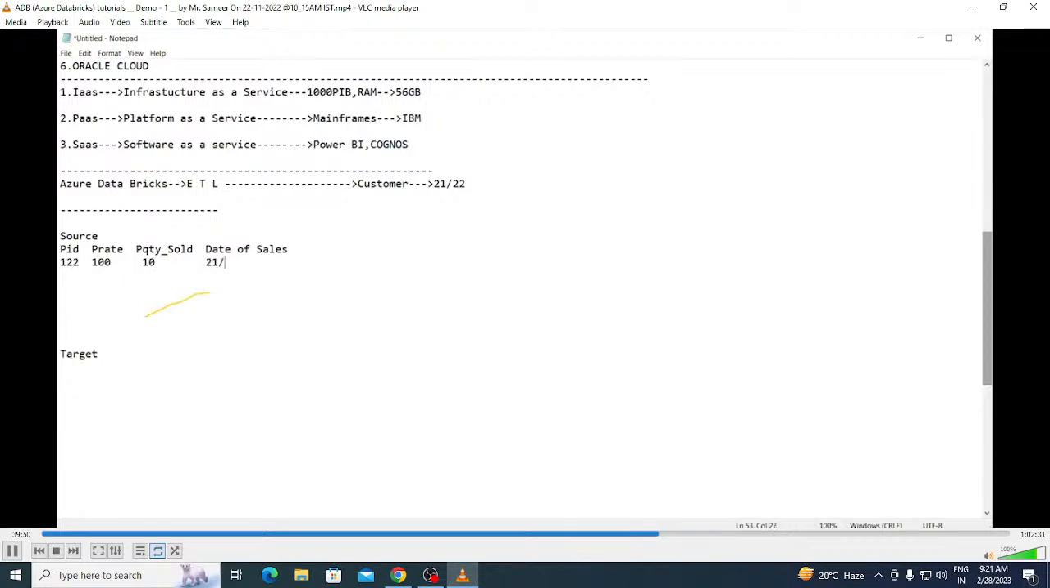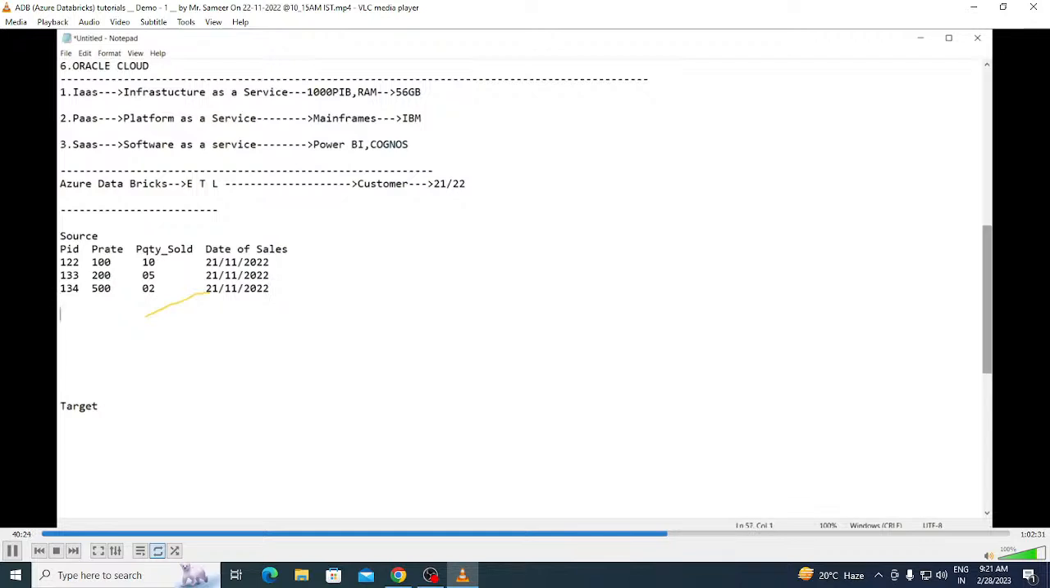Date of sale is 21, guys, 21/11/2022. And then you have the product, something like this, okay, product ID. And the rate is 200. And the quantity sold is 05. And now the date of sales is 21/11/2022. And then I have something like this. So I have 500.02. And now, guys, I have 21/11/2022. Now, guys, this is the thing we have.